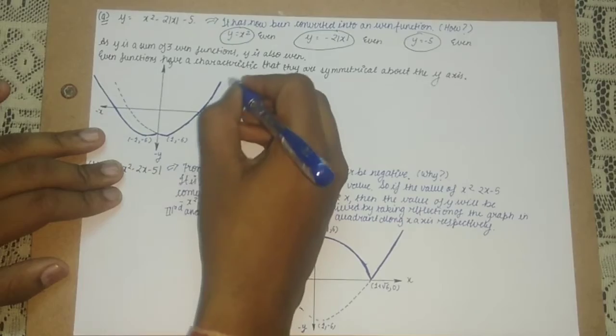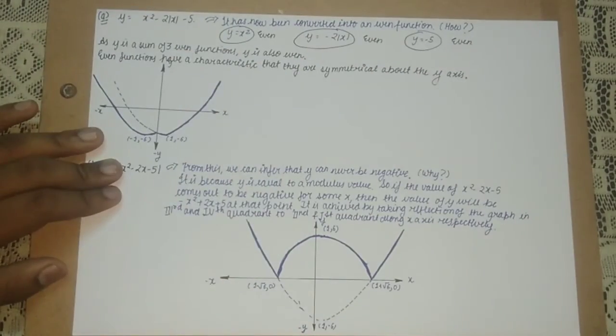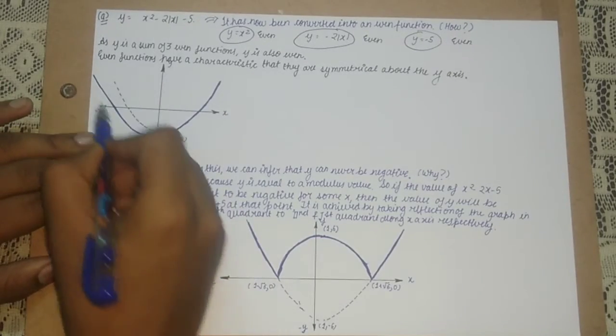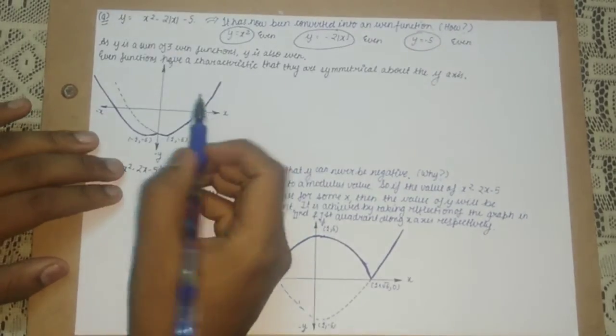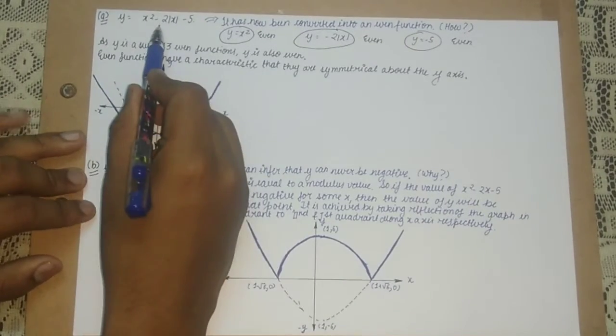So we draw the graph like this, and since this is an even function, the graph will be symmetrical around the y-axis. So therefore, whatever is the graph of this will be repeated like this by taking a mirror image along the y-axis. So therefore, this is the graph of y equals x square minus 2 mod x minus 5.